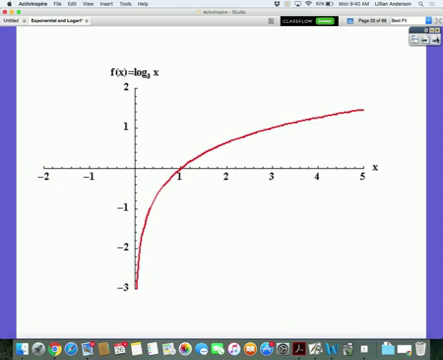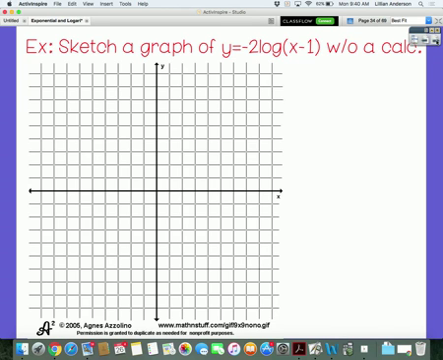Now let's take a look. Here's a graph of the logarithm, just to kind of go along with it and fit in that picture. Still, x-intercept at (1, 0). Its domain 0 to infinity. Its range negative infinity to infinity. Remember, any type of transformations applied to that will affect it. So we're going to sketch this function, negative 2 log of x minus 1, without a calculator.